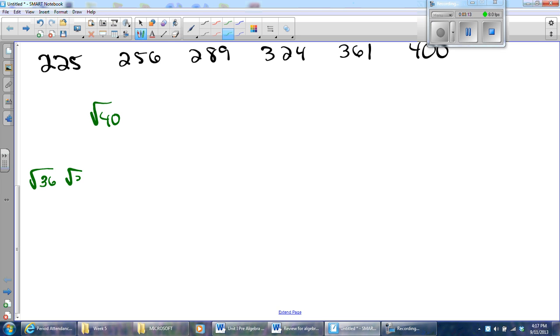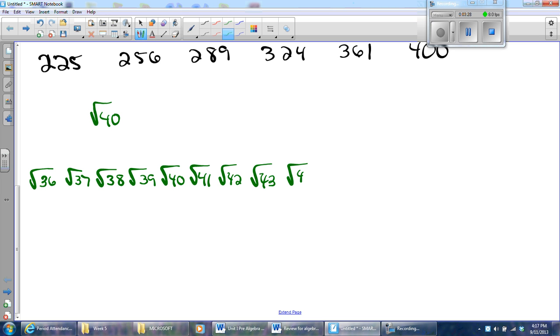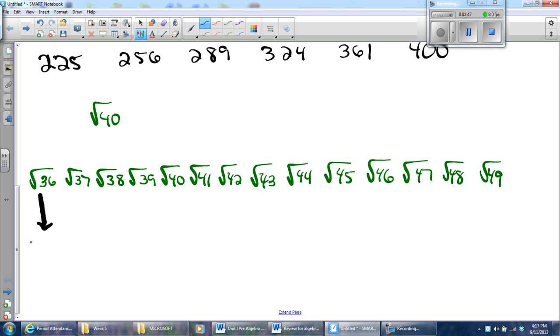36, 37, square root of 38, square root of 39. Most of these are irrational, by the way. Square root of 40, square root of 41, square root of 42, square root of 43, square root of 44, square root of 45, square root of 46, square root of 47, square root of 48, and the square root of 49. Okay, so now I know the square root of 36 is going to be plus or minus 6, right? And the square root of 49 is going to be plus or minus 7, because there are 2 square roots.